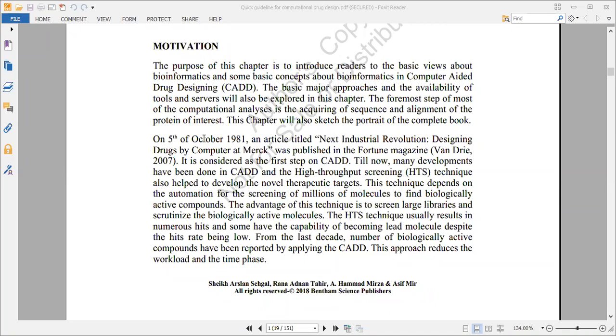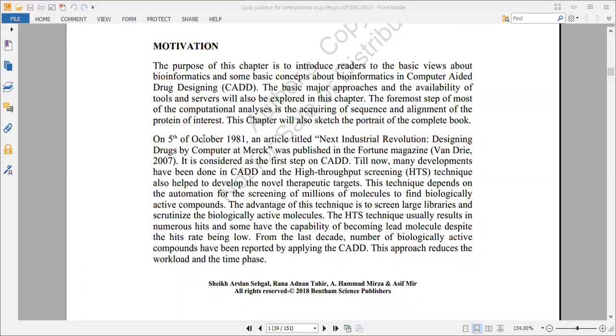HTS techniques usually result in numerous hits, and some have the capability of becoming lead molecules despite the hit rate being low. From the last decade, a number of biologically active compounds have been reported by applying computer-aided drug design. This approach reduces the workload and the time phase.